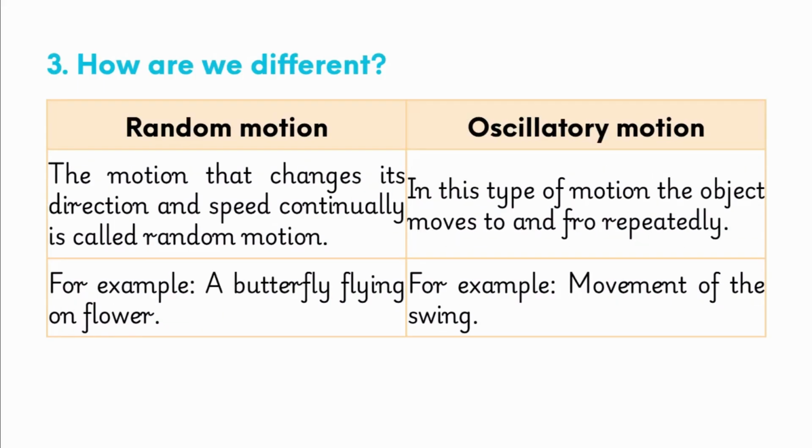Next, random motion and oscillatory motion. We know that in random motion, the object's direction and speed are continuously changing. For example, a butterfly flying on a flower. In case of an oscillatory motion, the object moves to and fro repeatedly. And the example of the oscillatory motion is the movement of a swing.